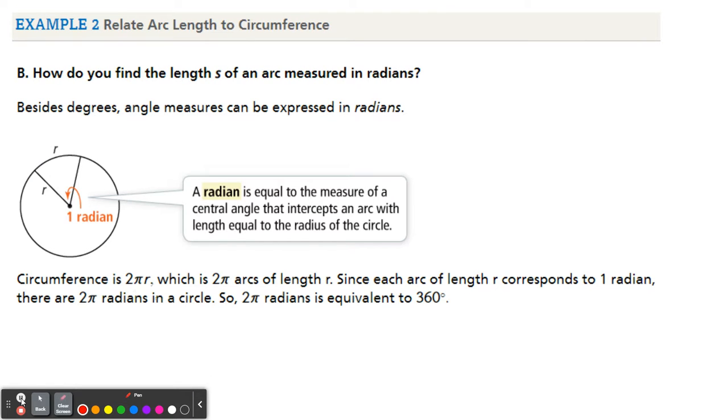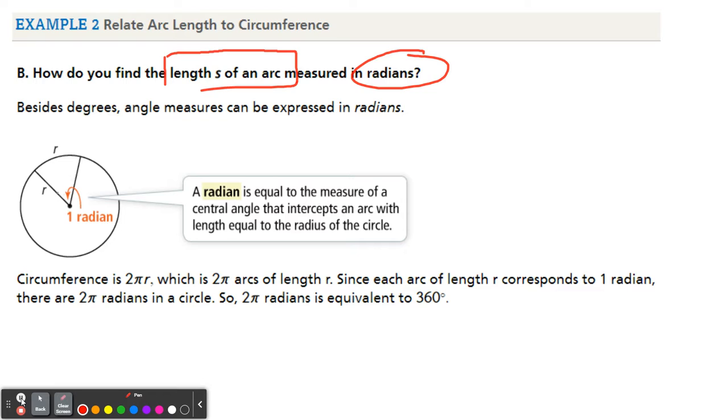All right, so now it says, how do you find the arc length S if it's in radians? Oh my goodness. So this is a new conversation about angles measured in radians. So this is what a radian is. So again, this might be a little bit too much for your class, but we're going to do it anyway. So this box, a radian is equal to the measure of the central angle that intercepts an arc with length equal to the radius of the circle.